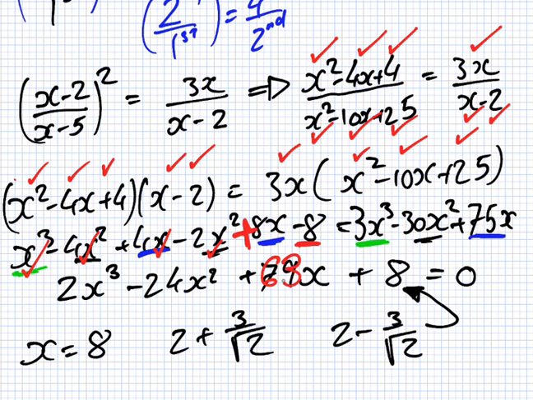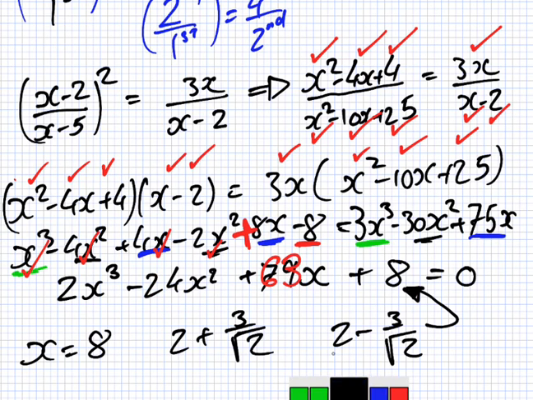2 times 8 cubed minus 24 times 8 squared plus 63 times 8 plus 8. Still not 0. Oh, sorry, I didn't type a square here. 0. Good. So it is right now.